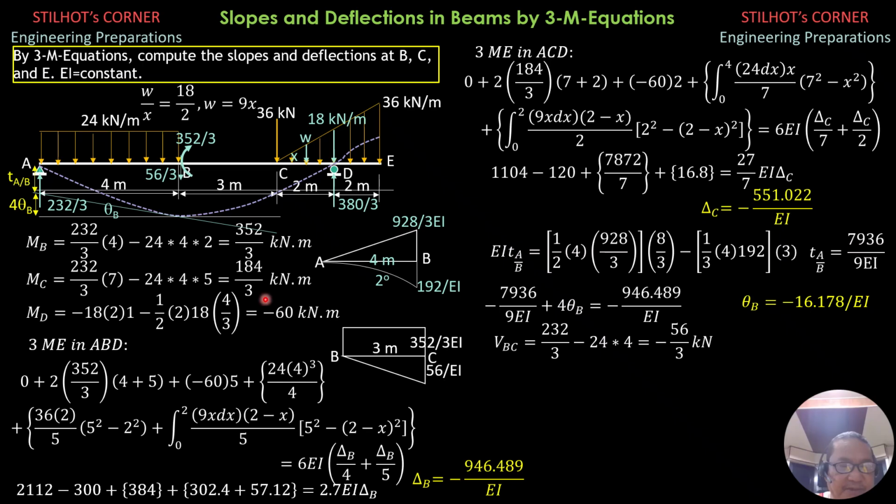So this is the tangent at A already defined. This is the tangent at C as shown. Then this is theta BC, which is the area between B and C. This is theta B already computed. This is theta C to be computed. And we expect that theta BC is positive because from the tangent at B to the tangent at C, it is counterclockwise.